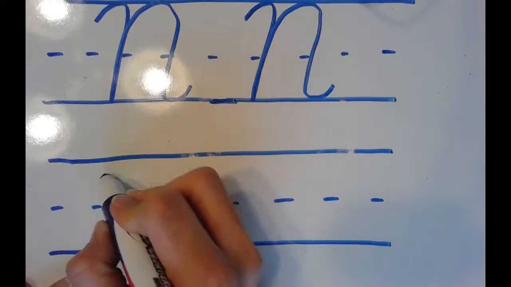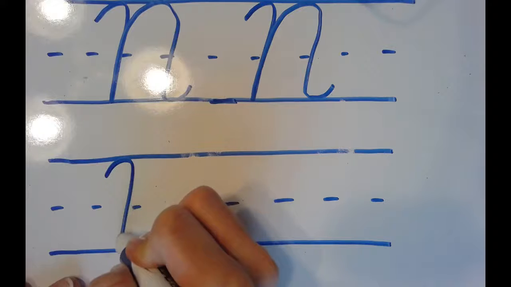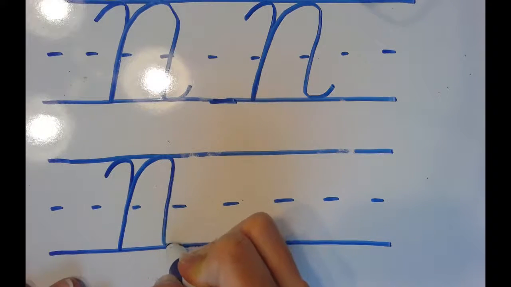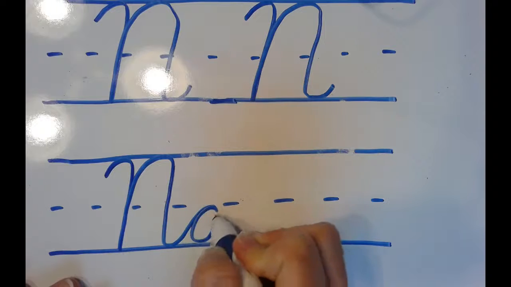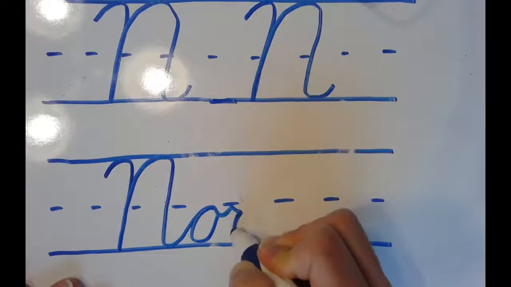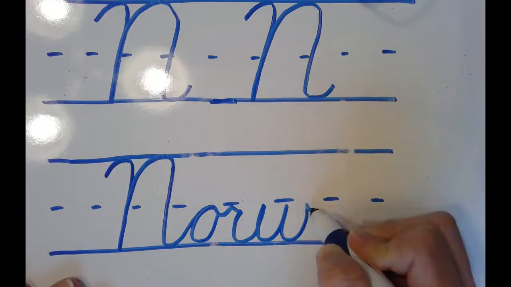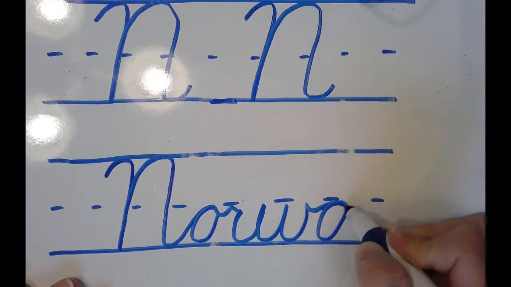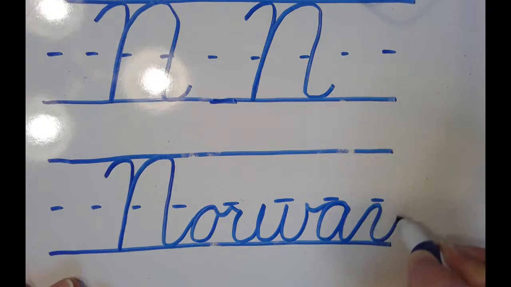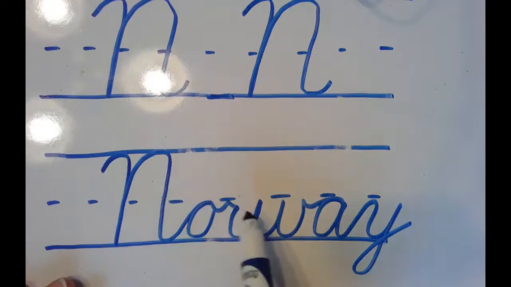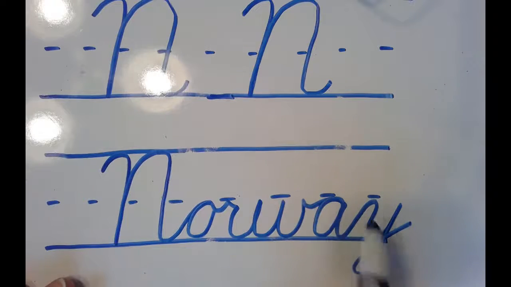So starting here, capital N, O, R, W, A, Y. Norway. Capital N, O, R, W, A, Y.